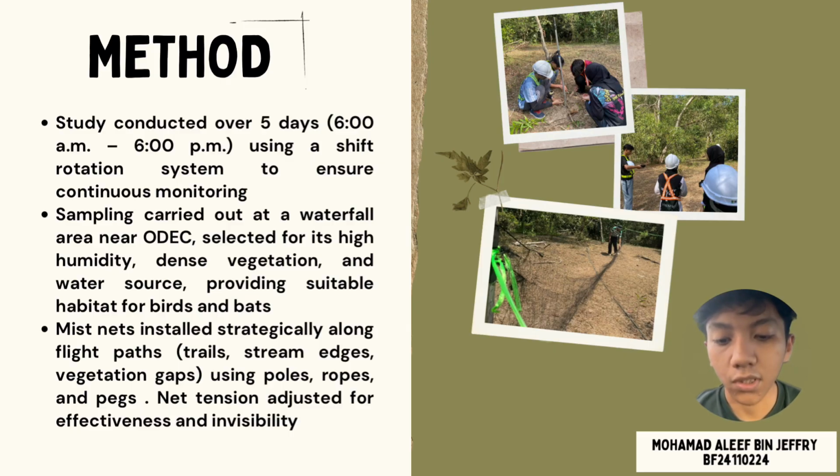Mist nets were strategically placed along natural flight paths, including trails, stream edges, and gaps in the vegetation. The nets were installed using poles, rope, and pegs, with the tension carefully adjusted to improve capture efficiency while keeping the nets as inconspicuous as possible. This approach allows us to collect reliable data while minimizing disturbance for the wildlife.